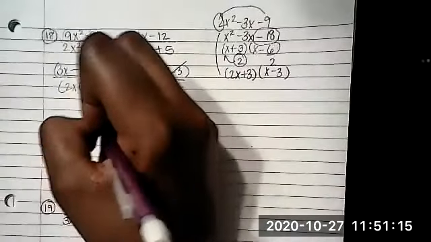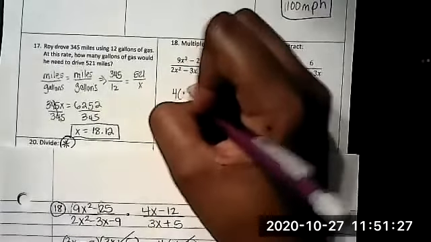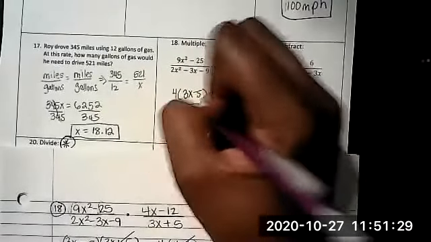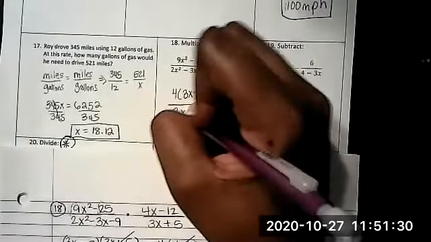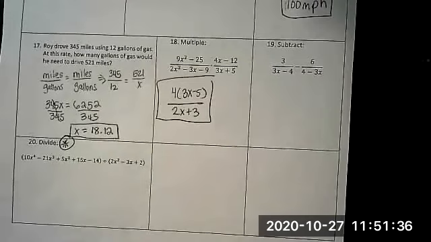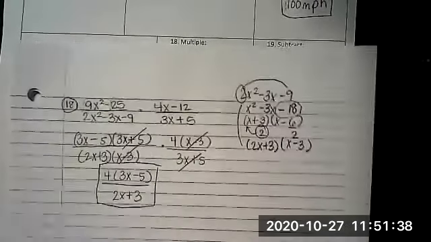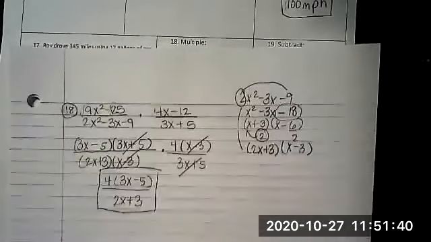Okay, that is your answer for number 18. Number 18, 4 times 3x minus 5 over 2x plus 3. That's what your answer is going to be there. Okay, perfect. And that's doing all of the factoring and everything.